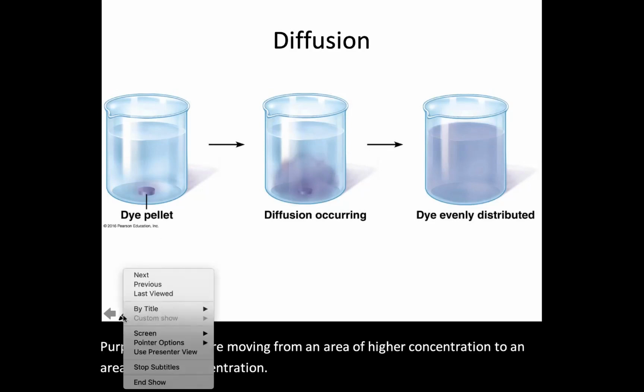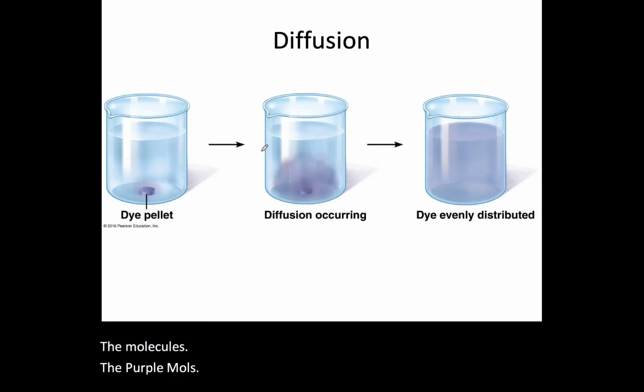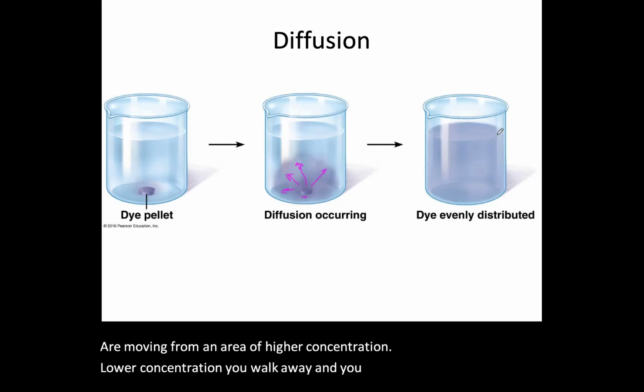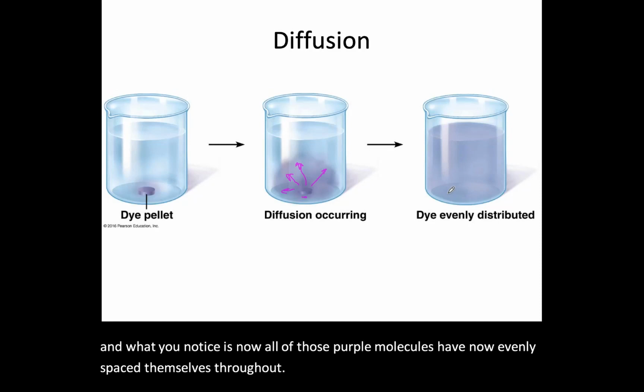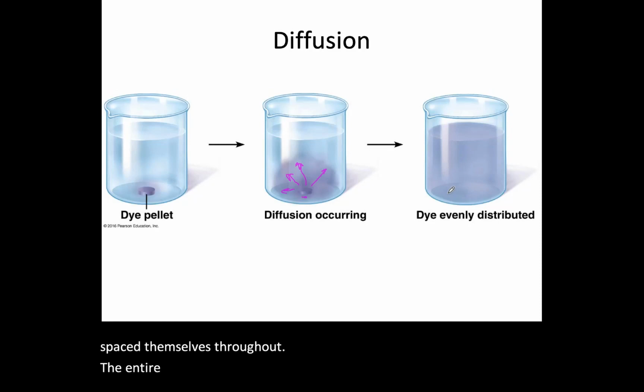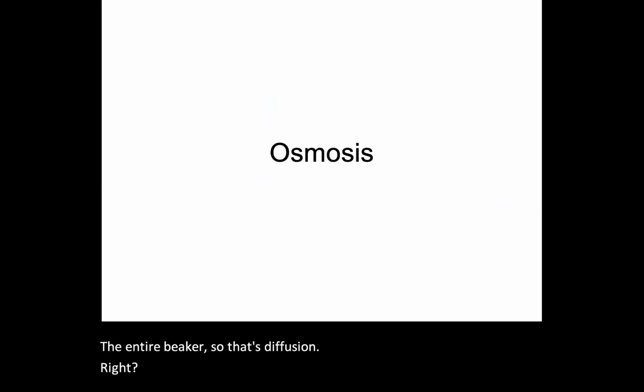Purple molecules are moving from an area of higher concentration to an area of lower concentration. You walk away and you come back 30 minutes later, and what you notice is now all of those purple molecules have evenly spaced themselves throughout the entire beaker. So that's diffusion. Right. Remember, diffusion is an example of passive transport.